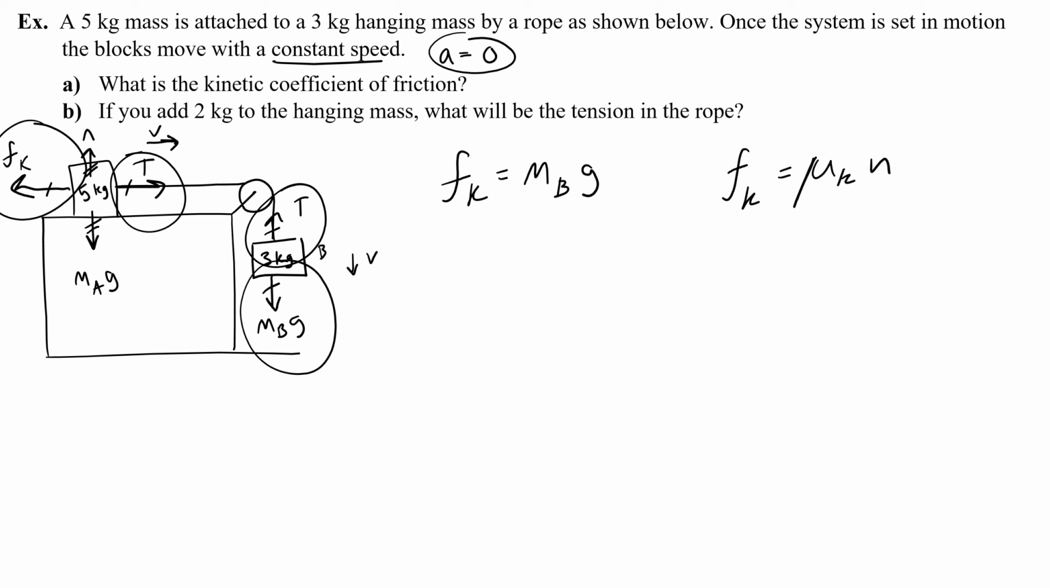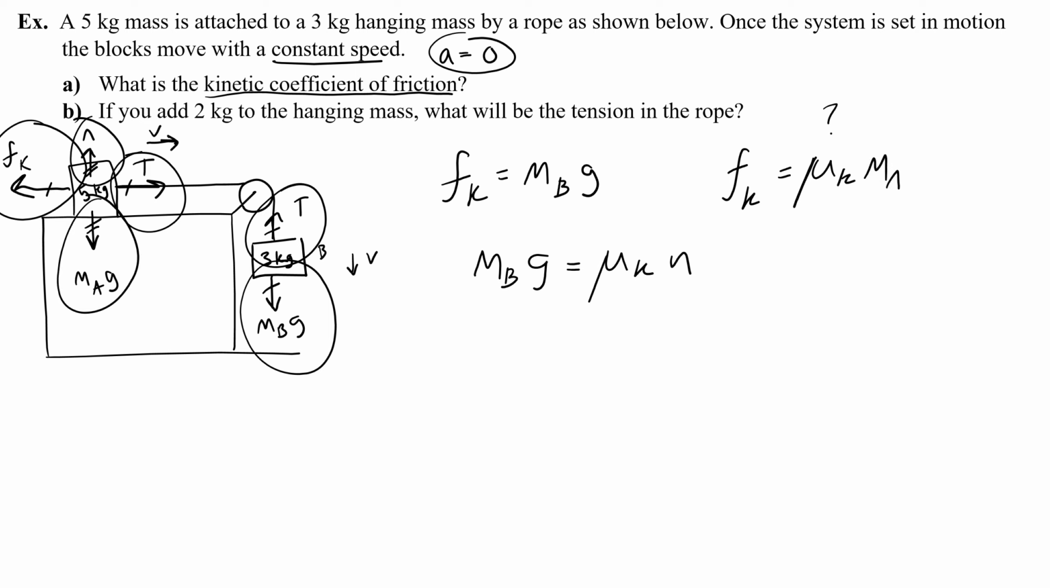And here's where we get to part A. Part A wants me to find the kinetic coefficient of friction. So that's this guy right here. It's pretty obvious what I would do. I would say mBg equals mu k times N, and let's remember that this normal force is actually equal to mA times g. And now notice again, the acceleration due to gravity cancels out.